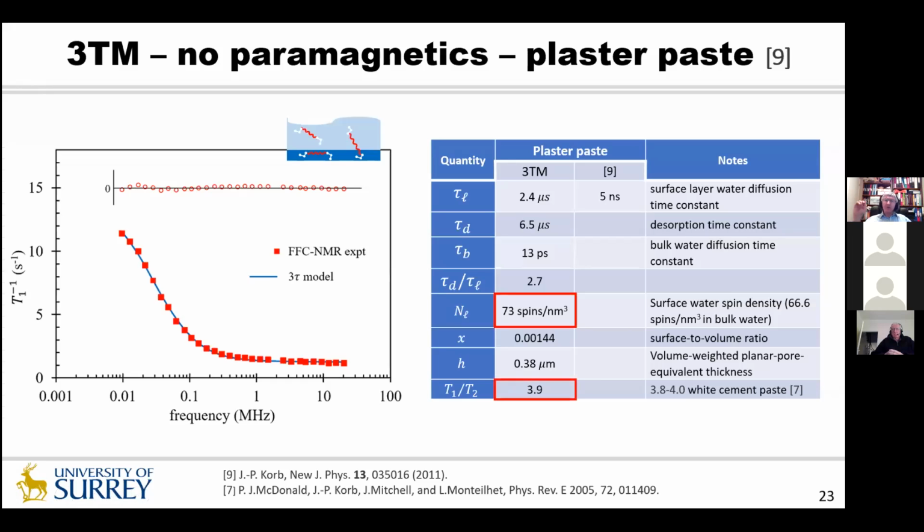The second thing I want to point out, now just look at this. The T1 to T2 ratio comes out at 3.9. Well, that's exactly in the range that two slides ago I was talking about for white cement paste. Well, how can that be?